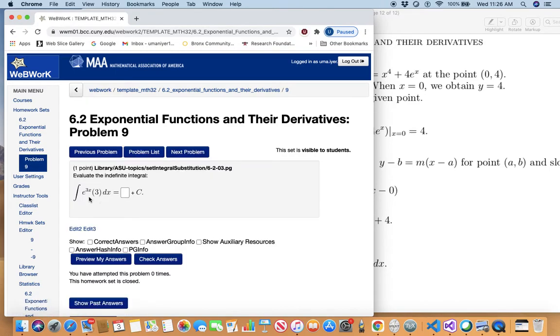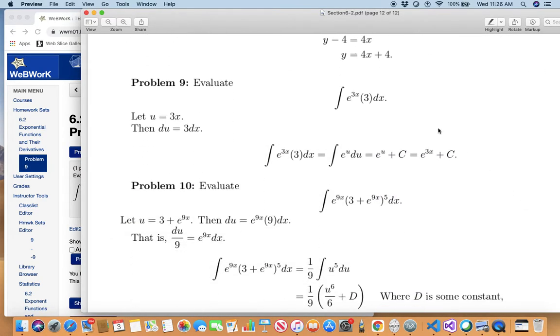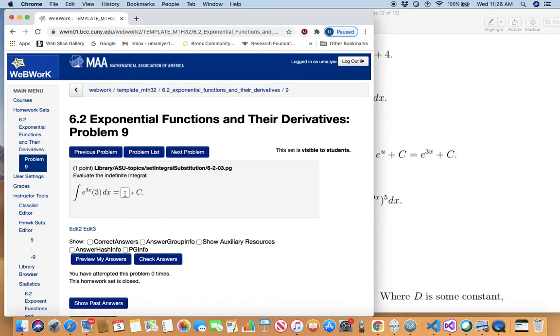Next, find the integral of e to the power 3x times 3 dx. This calls for substitution. Substitute u equals 3x. Then du is 3 dx, so that takes care of the 3. So the integral of e to the 3x times 3 dx is the integral of e to the u du. The integral of e to the u is e to the u plus c. But u was 3x, so e to the 3x plus c.